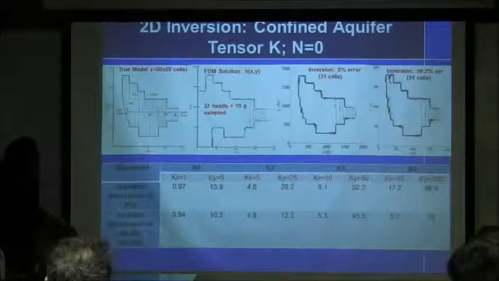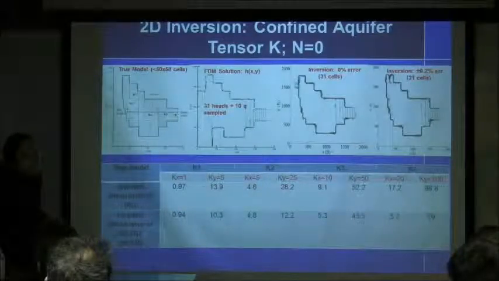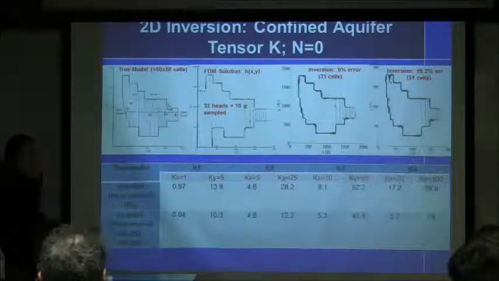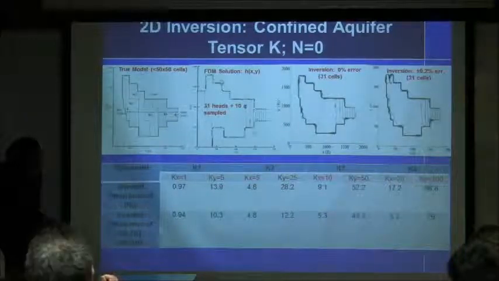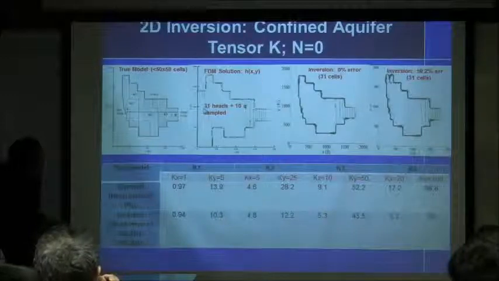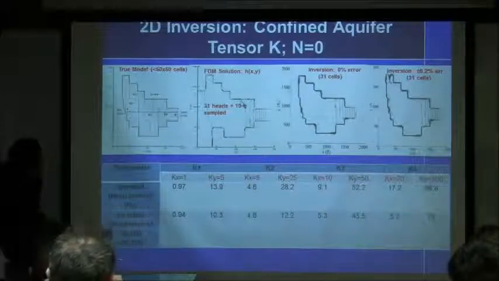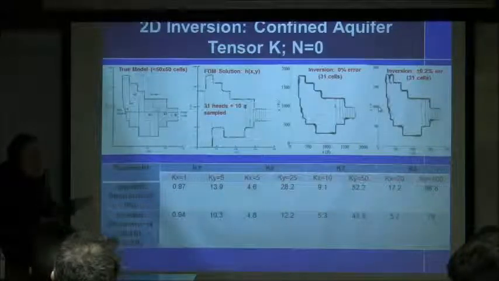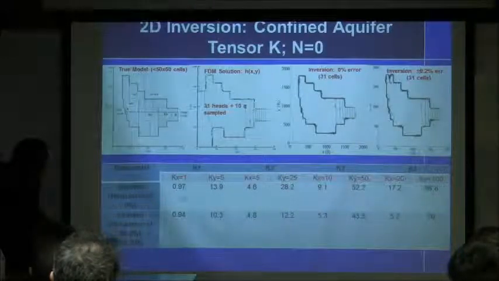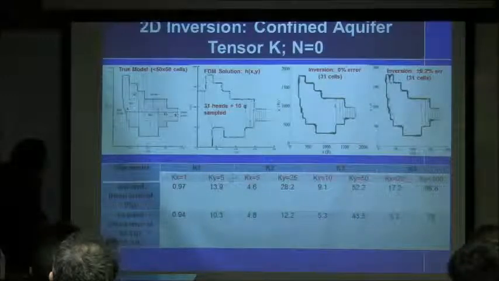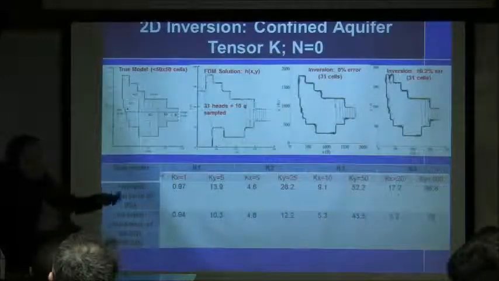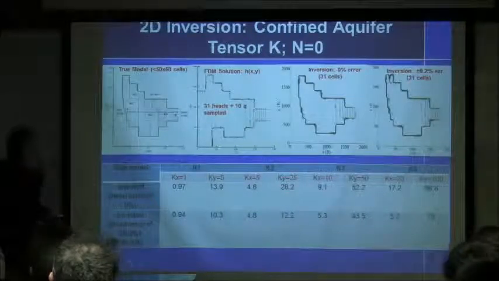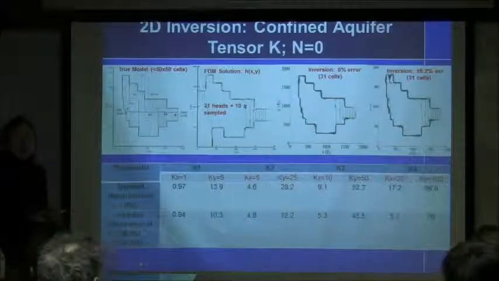Okay, we also did inversion where conductivity is a tensor. So the confined aquifer, we have 4 different K tensors, and we sample some heads and flow field from the true solution. That's all the data we have. Then we invert for the true solution under increasing measurement error. And this is a true solution of K, Kx, Ky. It's a diagonal tensor, and our inverse solution can be very good until, of course, we increase the measurement error, then the inverse solution becomes less good.